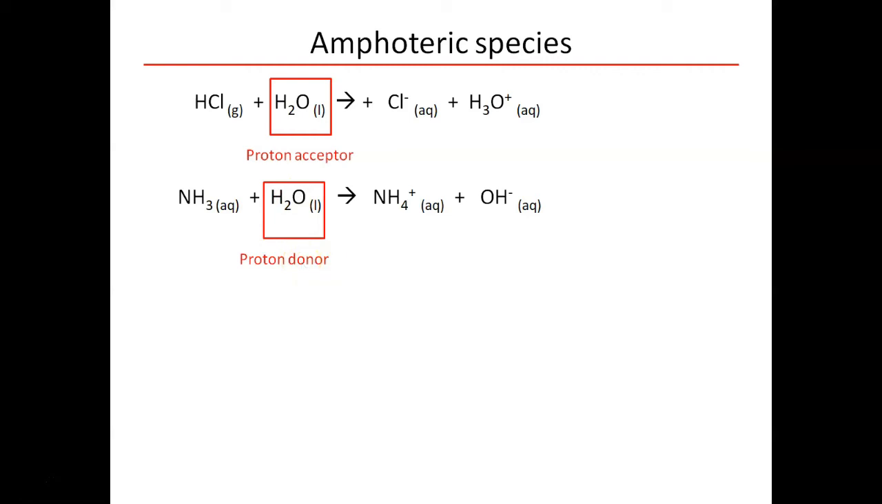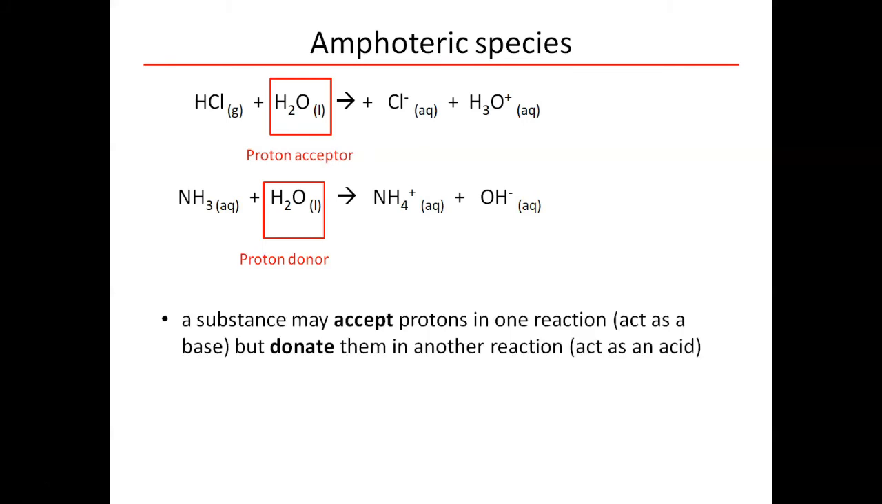A lot of substances can both donate and accept protons. Another example would be my bicarbonate ion, HCO3 minus. It has a -1 charge, which means it can still accept an H plus, but it also has an acidic hydrogen that it could give off. And so we call these things amphoteric species. They can be both a proton acceptor and a proton donor.